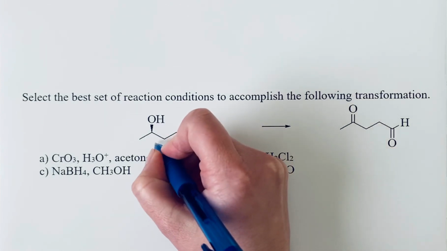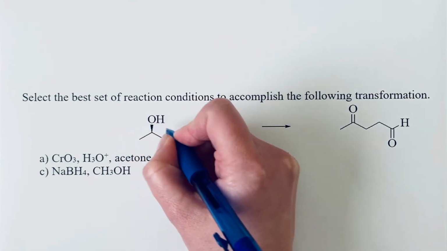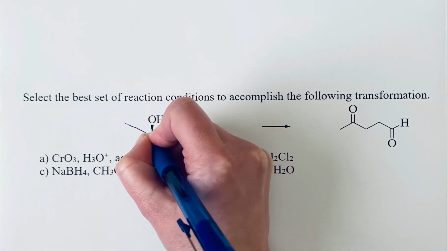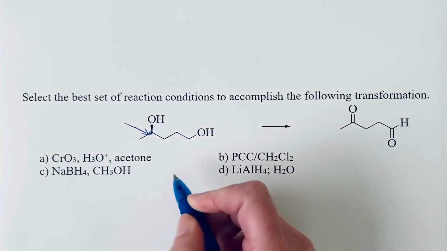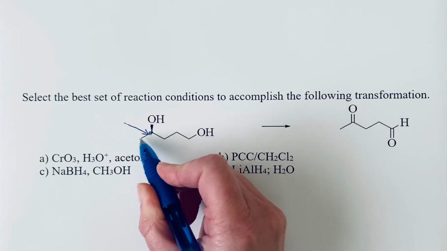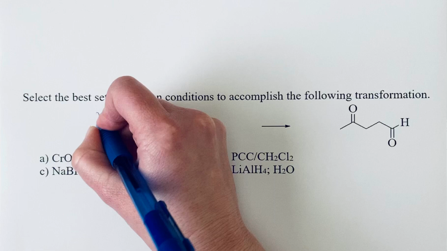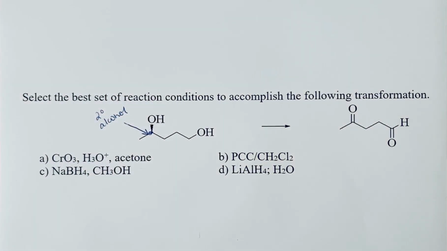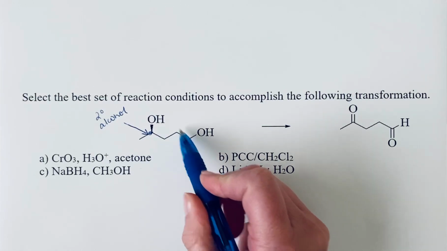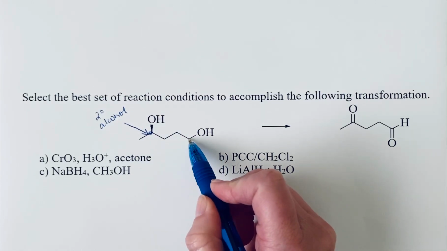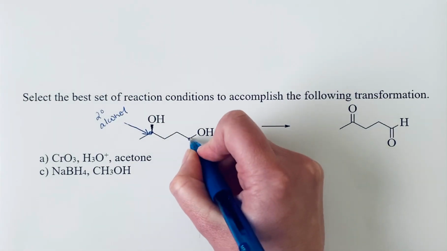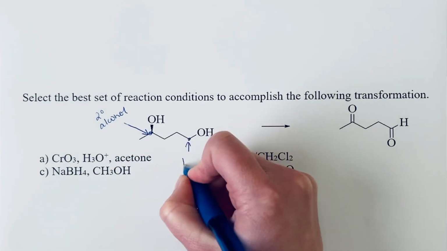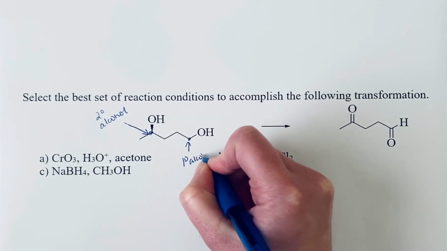Then we want to decide what type of alcohols these are, classified based on their substitution. At this carbon center, that carbon is bound to two other carbon atoms, so we have a secondary alcohol. And we also have an alcohol at the end of the chain. It has just one bond to another carbon atom, so that is a primary alcohol.